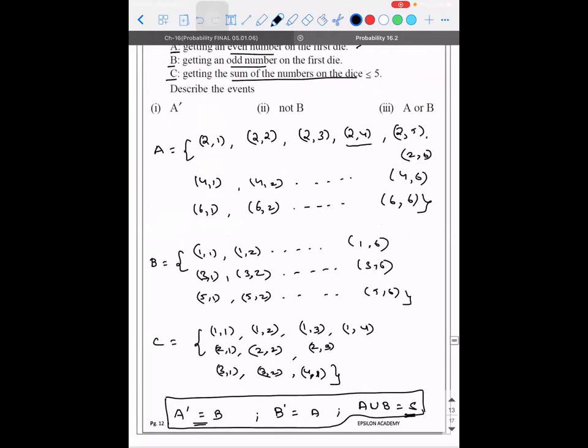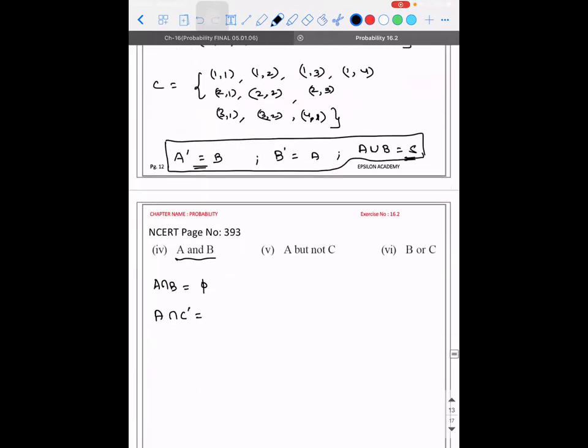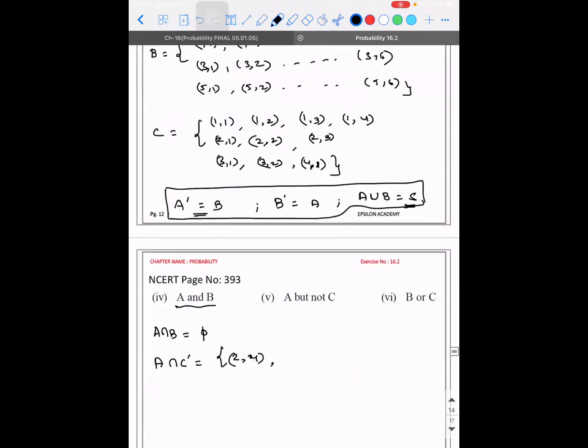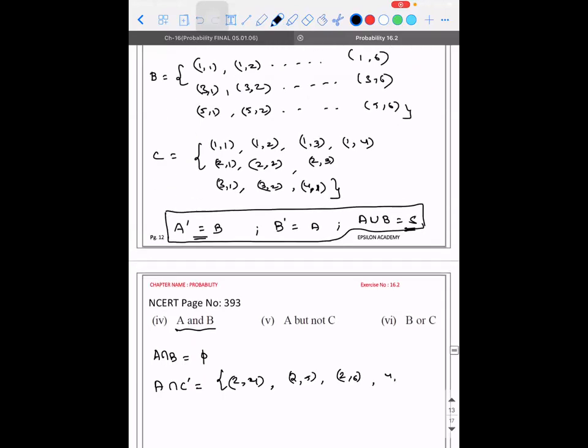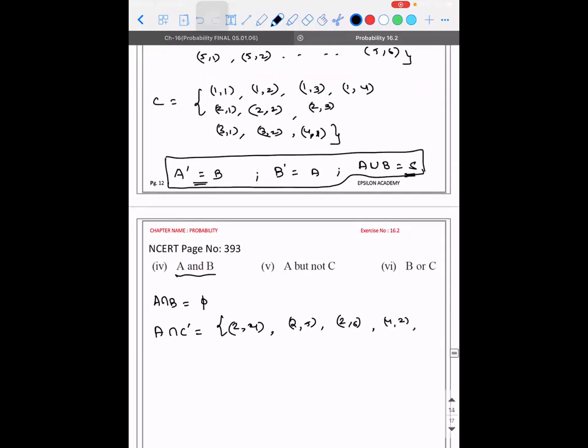So 6 starts at (2,4), (2,5), (2,6). And (3,4), 3 will not be there. Then (4,2), (4,3), (4,4), till (4,6) and then 6 fully. (4,5) and (4,6).